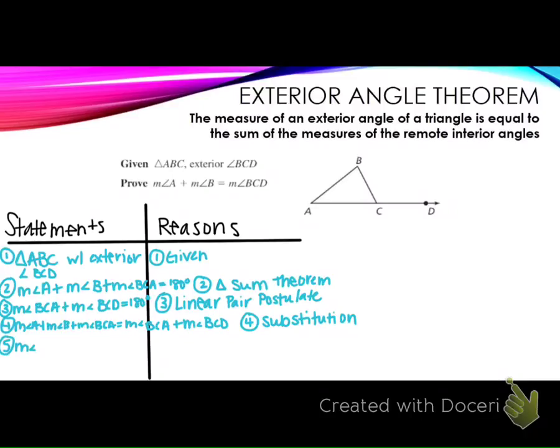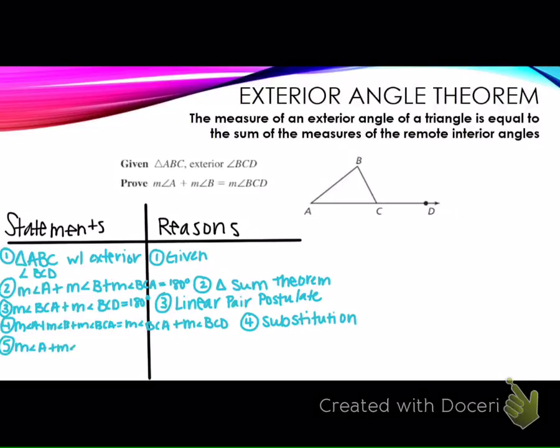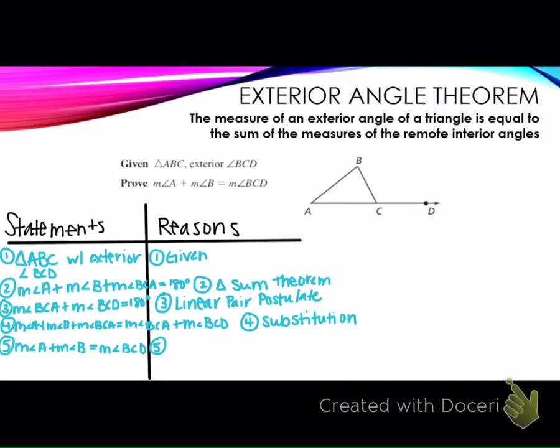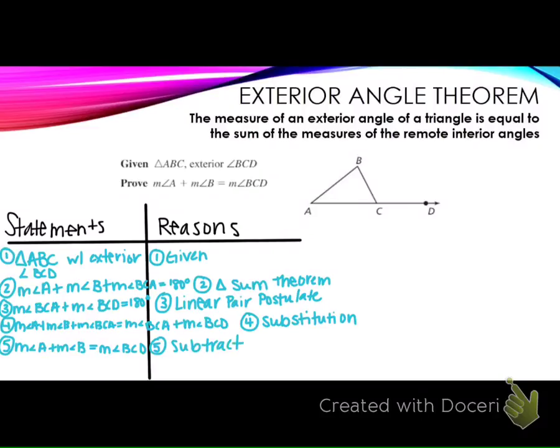I'm not even going to show it. So I'm going to have the measure of angle A plus the measure of angle B equals the measure of angle BCD by subtraction. This one's a little bit easier to understand, I feel like, than that auxiliary line being drawn in.